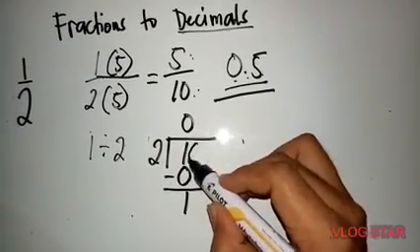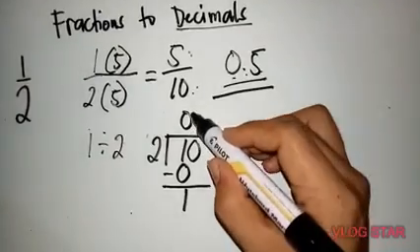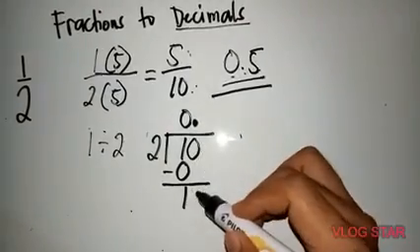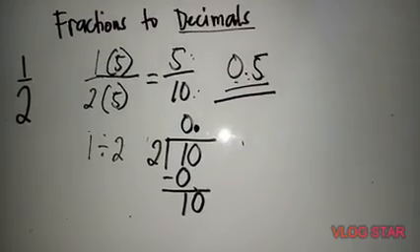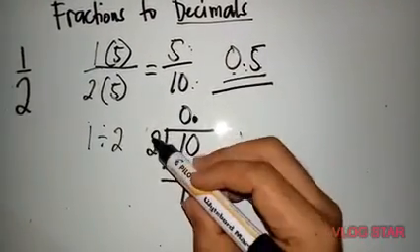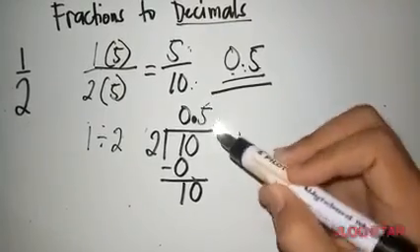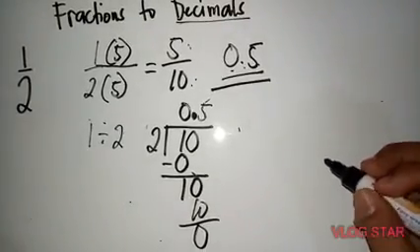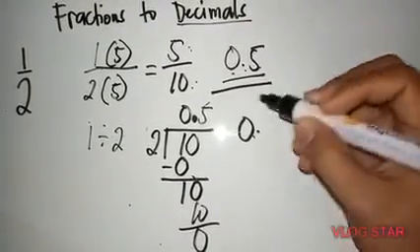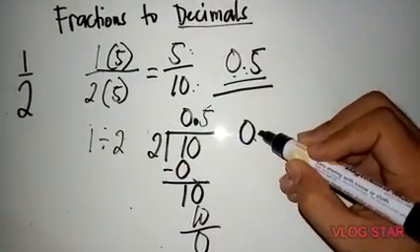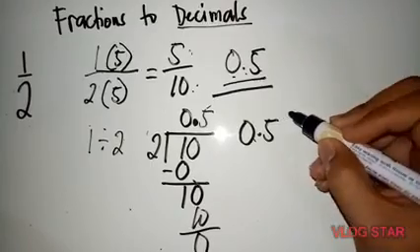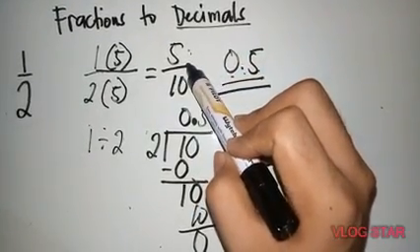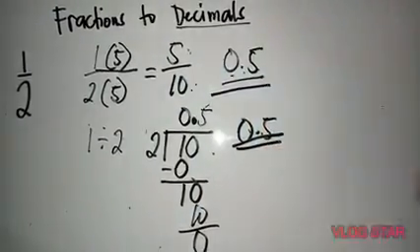Then we can add 0 as placeholder, and don't forget to write the decimal point here. Then bring down 0. 10 divided by 2 is 5. 5 times 2 is 10. Then subtract, the answer is 0. So 1/2 is 0.5 or 5 tenths. The same answer when we convert it into a decimal fraction or when you divide it.